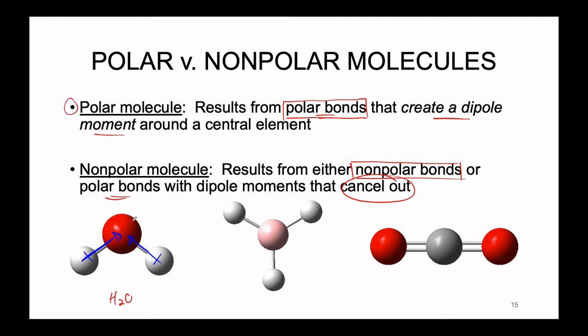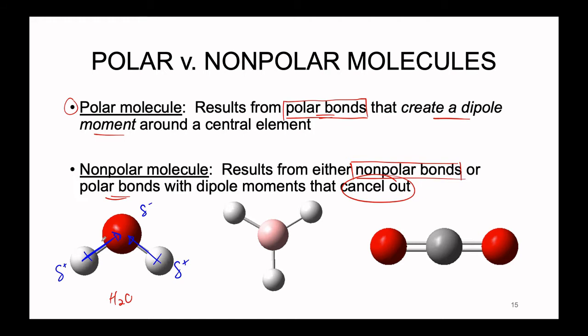The way that we represented this in chapter 6 was by writing a lowercase delta, this little d, representing a partial change, and there's a little bit of a positive charge here. And on the other hydrogen, we see the same thing. The oxygen is going to be partially negative.